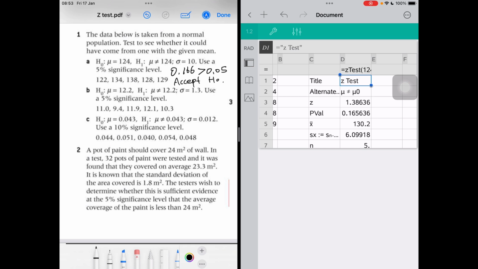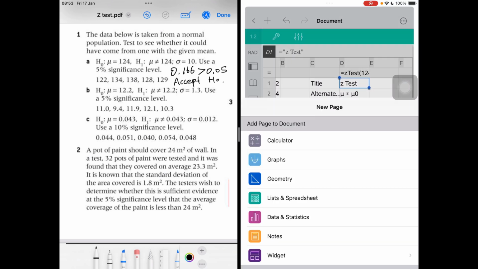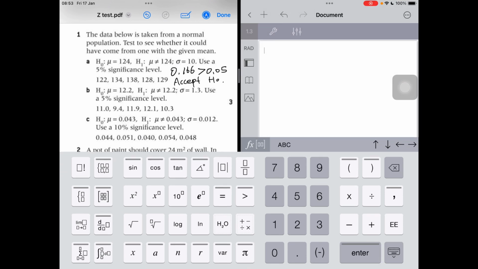Number B. Actually, this is the same, but I'll show you a different way of solving. So number B is 11.0, 9.4, and so on. So I'll go for the calculator. We have only 5 data, so we can make an easy list here. No need to go to the list like just now. So you need this bracket and 11.0, comma 9.4, comma 11.9, comma 12.1, comma 10.3.